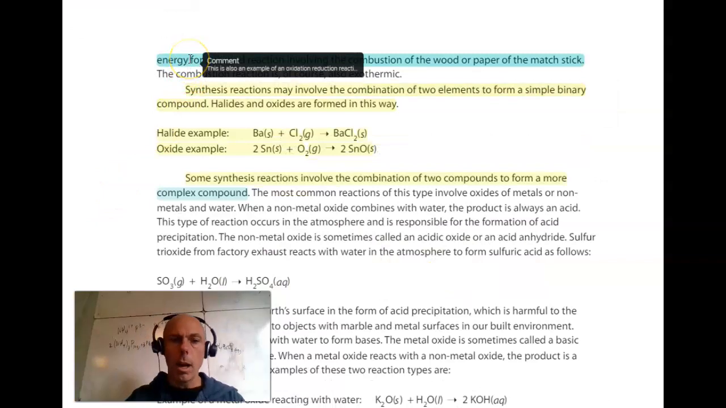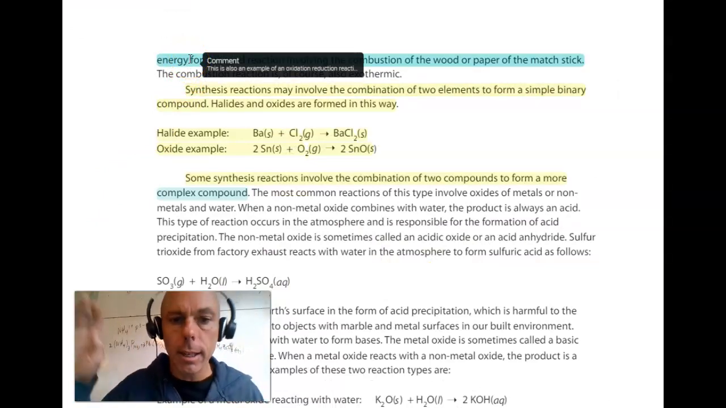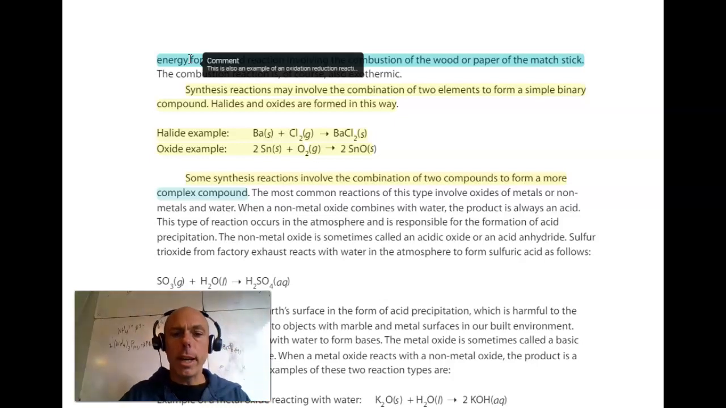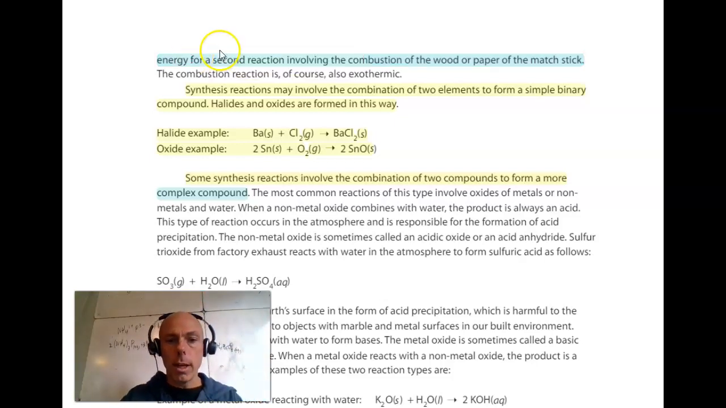You can ignore this comment at the top here. It came from the publisher. I can't delete it. It's referring to a redox reaction, which is something that I'll teach you about later. So ignore that top comment.